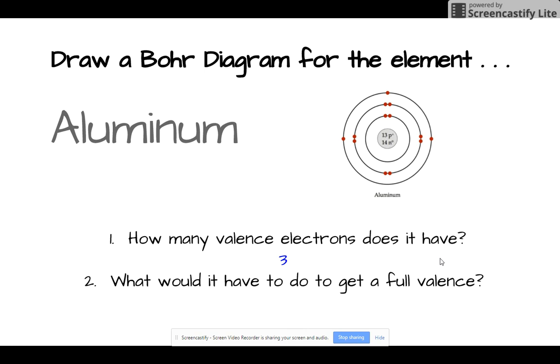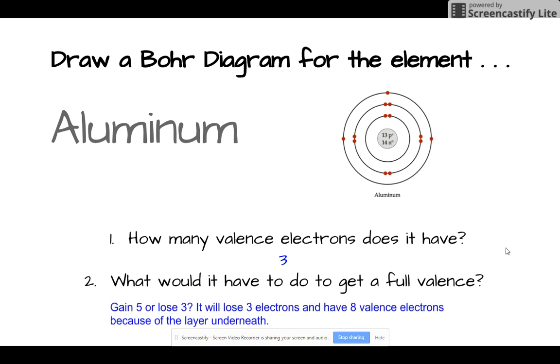What would it have to do to get a full octet? Well, we could get rid of these 3, or we could add 5 to it. What's going to be easier? Losing 3 electrons. So if we lose 3 electrons, we get rid of those 3. Now this orbit will become the valence level, and there are 8 electrons there.